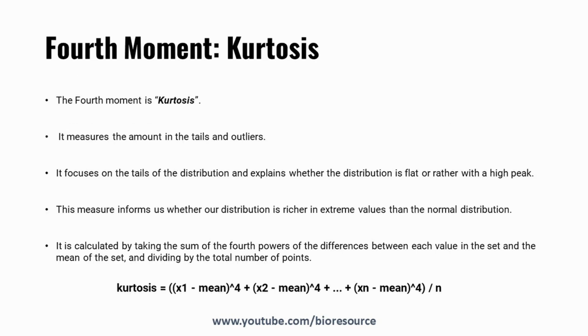The fourth moment is called kurtosis. It measures the amount in tails and outliers. It focuses on the tails of a distribution and explains whether the distribution is flat or rather with a high peak. The measure informs us whether the distribution is richer in extreme values than the normal distribution. So this can be calculated by taking the sum of fourth powers of differences between each value in a set and the mean of the set and dividing by the total number of points.